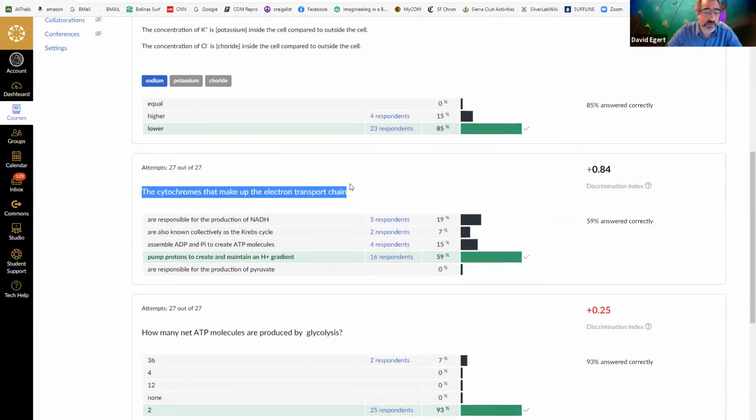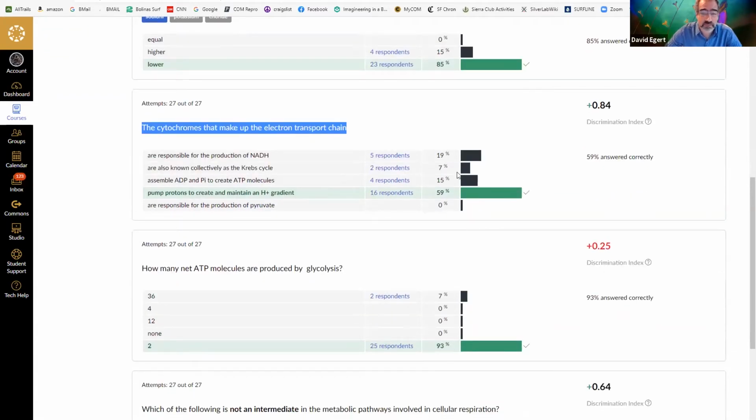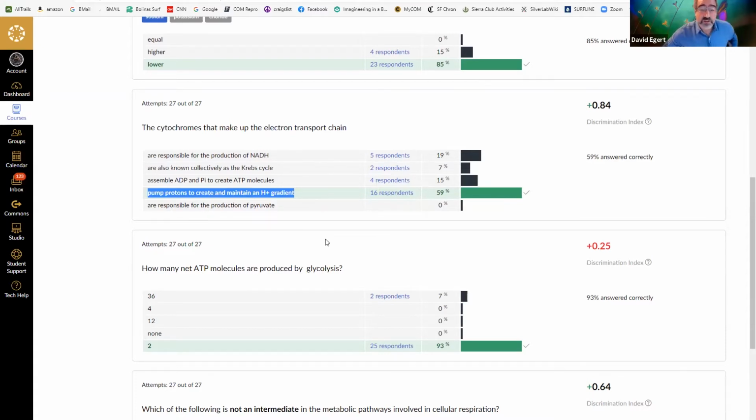Cytochromes, the cytochromes that make up the electron transport chain. So here, a lot of people did get this right, but a lot of people got it wrong. You definitely want to understand the different steps that are going on in cellular respiration here. They are definitely not responsible for the production of NADH. In fact, they are accepting the electrons from NADH, which is breaking apart in order to have the electrons run through to pump the protons.